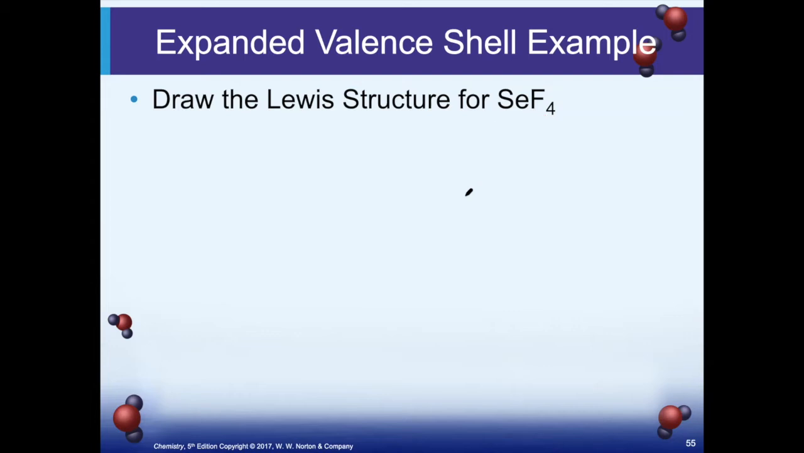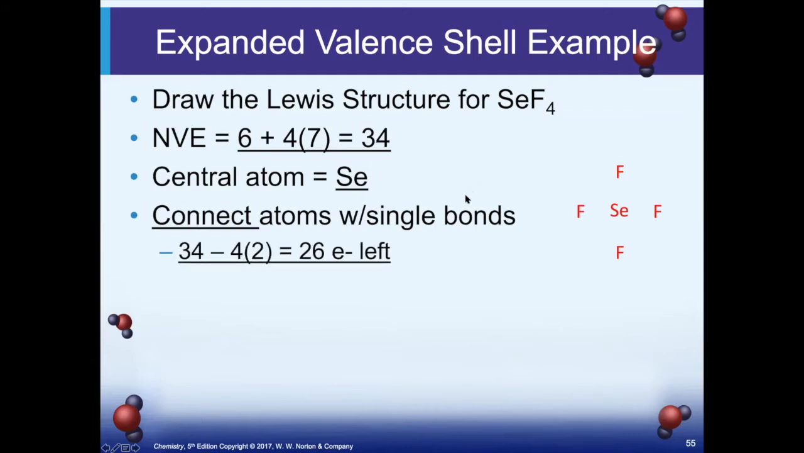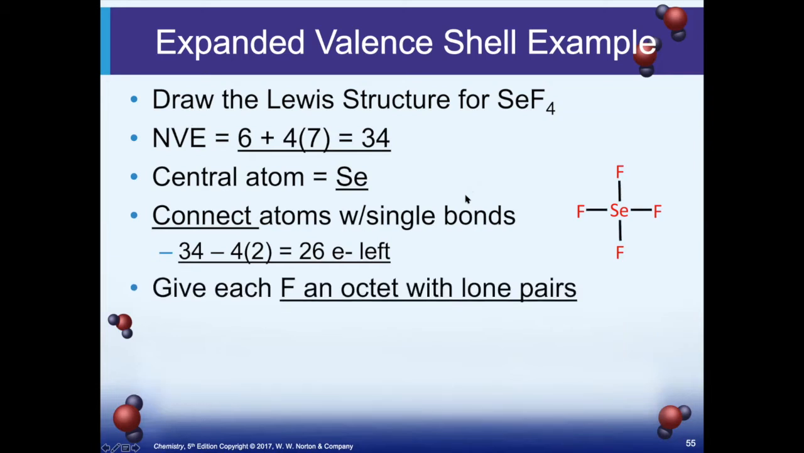So I'll erase that. We'll let PowerPoint take over. So the number of valence electrons is 34. Pick the central atom, put the fluorines around it, connect the atoms with the single bonds, and then we're going to use up 8 electrons in doing that. There they are. So now we're going to give each perimeter atom an octet with lone pairs.